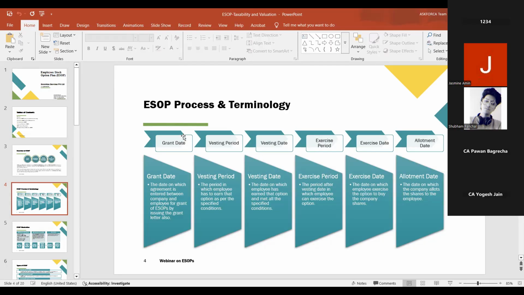And after exercise, the company has to allot the shares within 30 days as per the Companies Act. Then he is eligible, he has got the shares, and he can sell them in the market or, as per the ESOP scheme, to anyone.